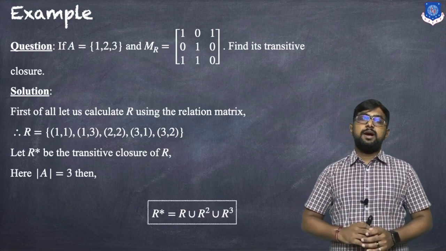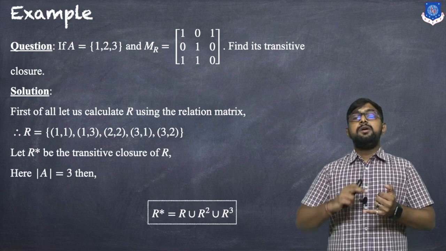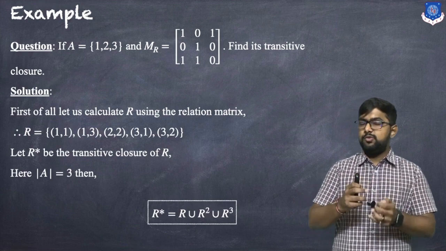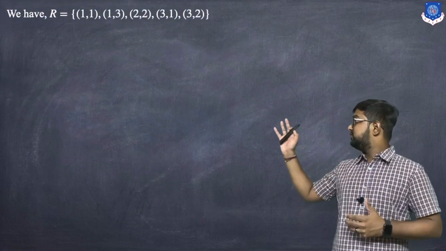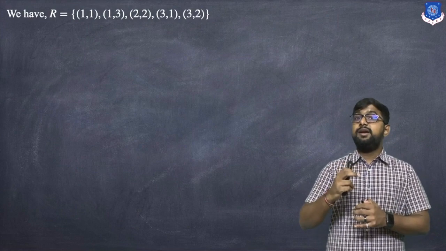So this will be the R star. All we need to find is R, which we have already found. Now R square and R cube, then we will take the union and then we are through. So here we have R equals {(1,1), (1,3), (2,2), (3,1), (3,2)}. Now we will find R square.